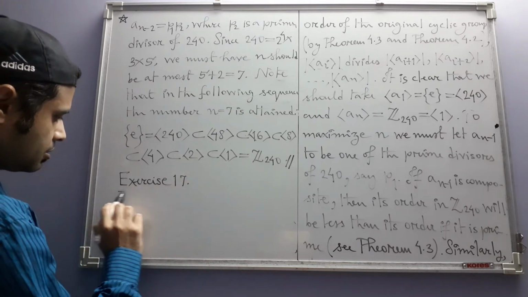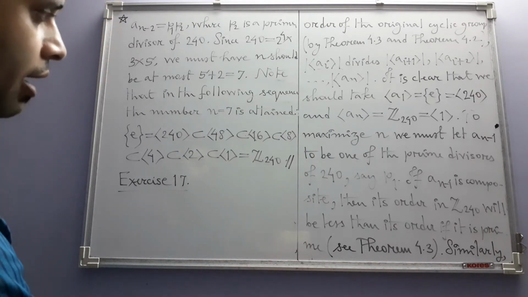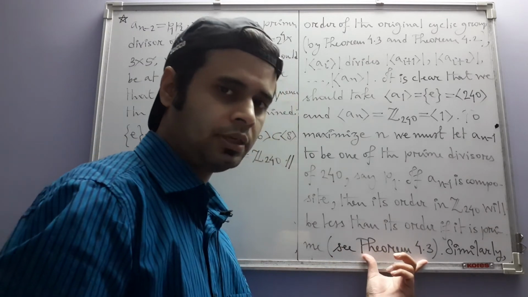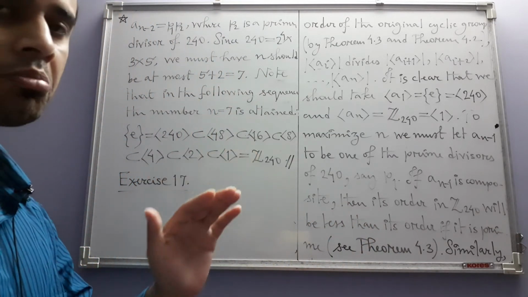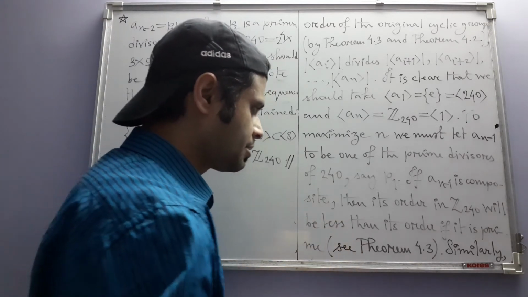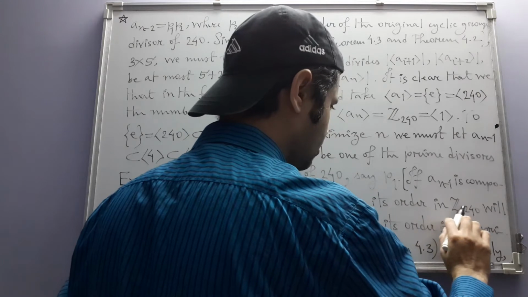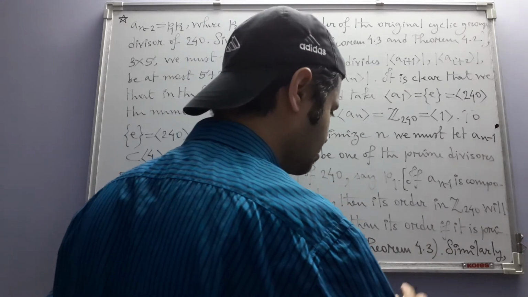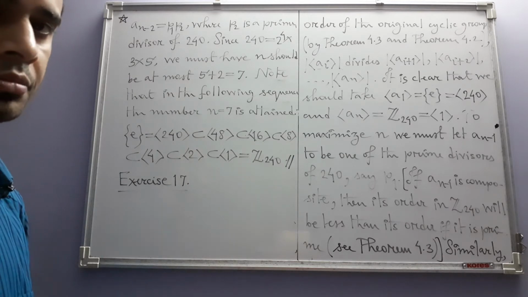Then exercise 17. If you are still having some doubt about this solution, you go to theorem 4.3, look at its statement, specifically the second part of the statement, carefully, and try to make sense of this sentence. If this is composite, then its order in Z240 will be less than its order if it was prime. Once you understand this, then it will become absolutely clear.